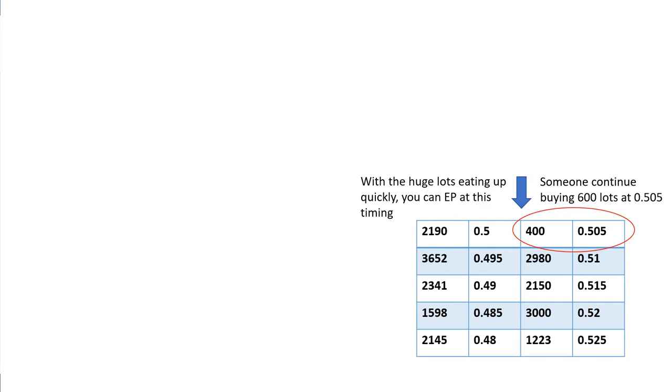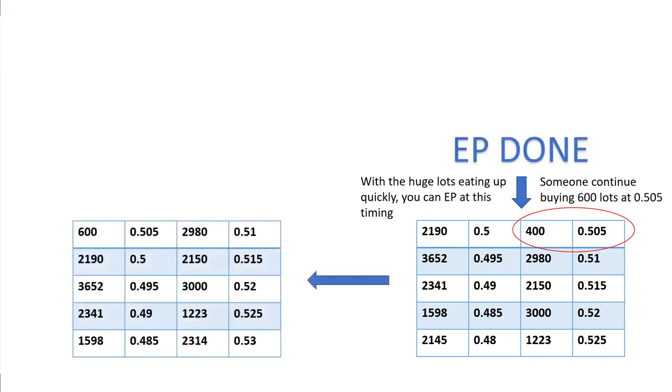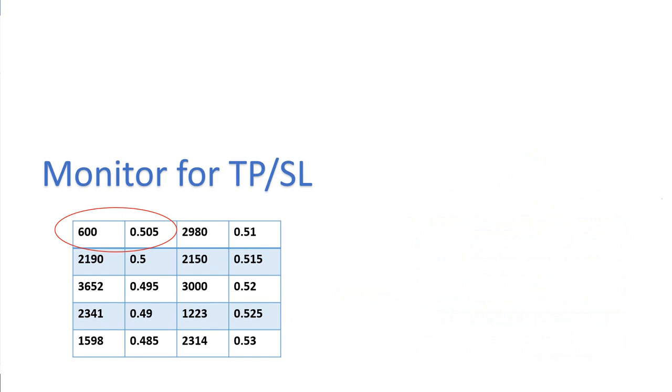When huge lots are eating up quickly, this is where you can start to EP already. It's a timing for you to EP. Next thing you need to do is to see whether the 50.5 cent goes on to become the buyer side. This is where you start to monitor for a TP or SL, and you start to manage your trade.